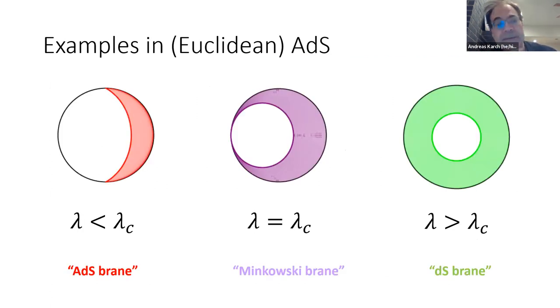In the end, this is how these spacetimes look. Since away from the brane I just have AdS, the spacetime ends up being some part of AdS that's truncated by the brane. You can think of these as constant time slices through AdS in global coordinates. So AdS is the cylinder, and this is a disk that's one slice of the cylinder. Or you can simply think of this as Euclidean AdS. Then you have this Minkowski brane, which I call the critical brane, the subcritical one, the AdS brane, and the overcritical one, the dS brane.